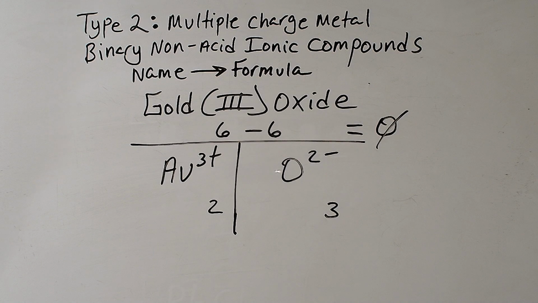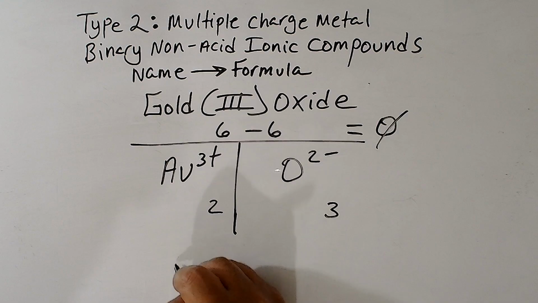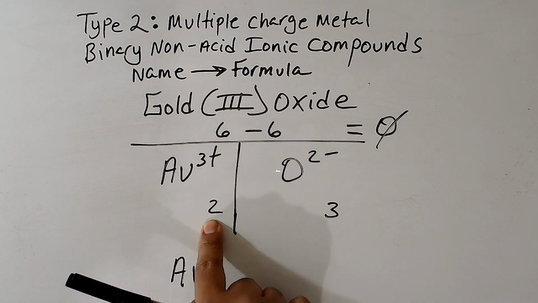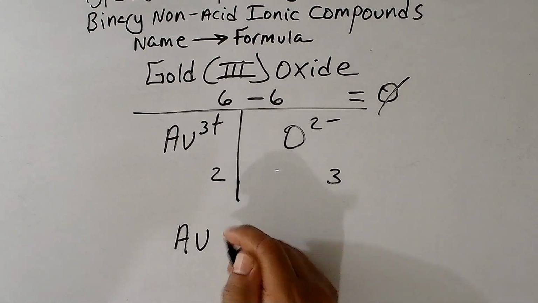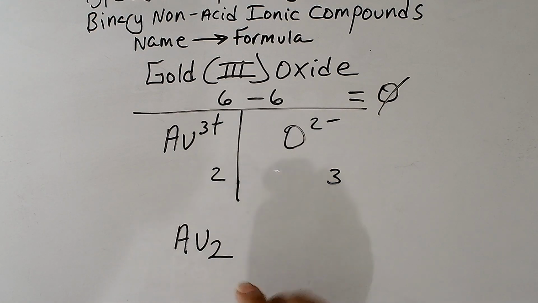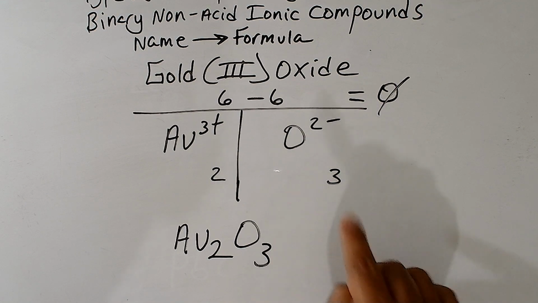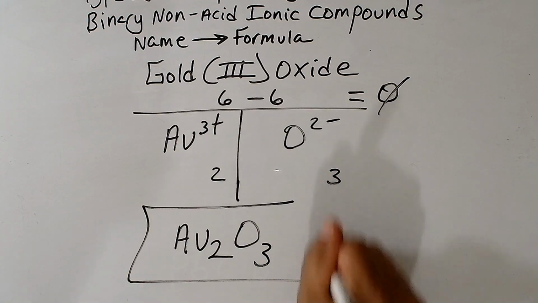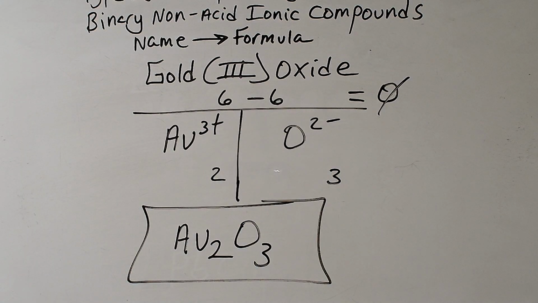Now, to obtain the formula, I have to remove all charges and keep only subscripts of 2 and higher. I keep both of them. Bring the O down, and then the 3. And this is going to be my chemical formula.